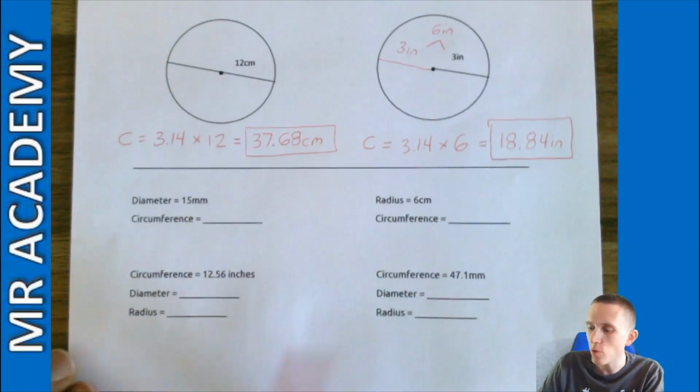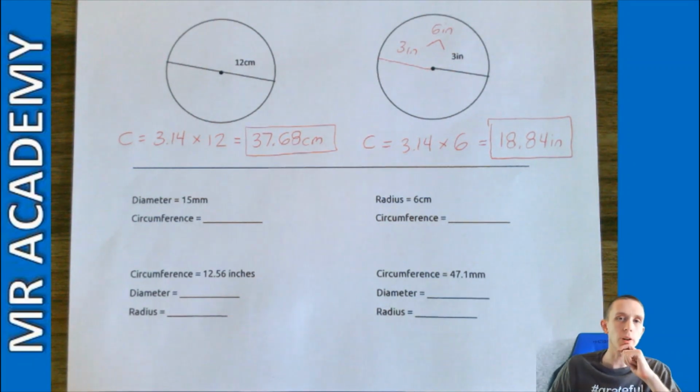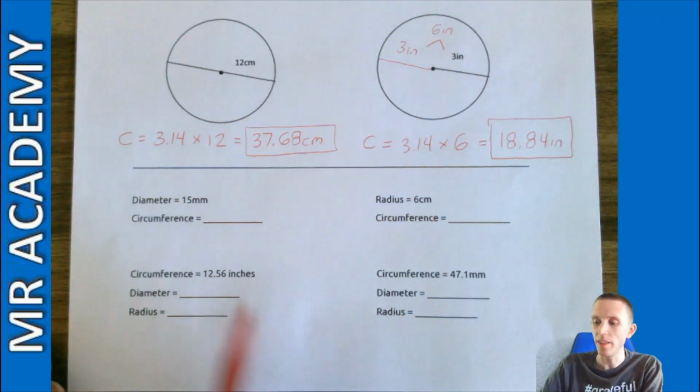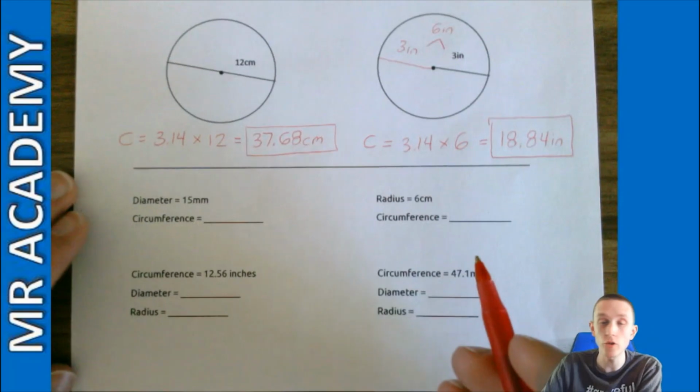But what if we are given the circumference? Something a little different here. We have a little puzzle solving and a little problem solving we have to do. So let's do that. This time we know the C. So again, we're just going to plug in what we know. We're going to try to figure out what we don't know.